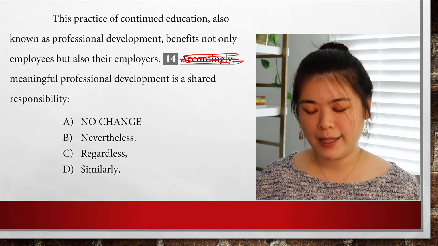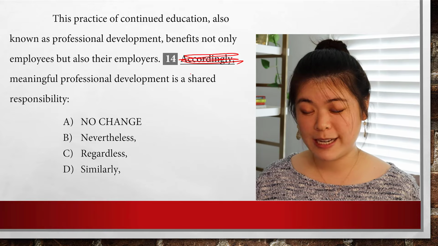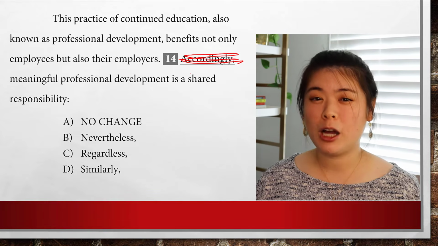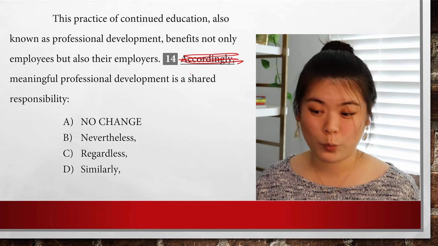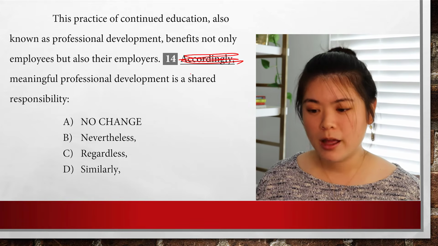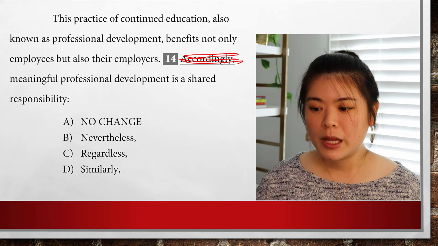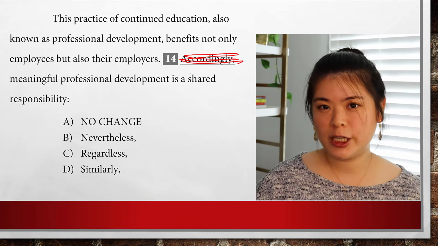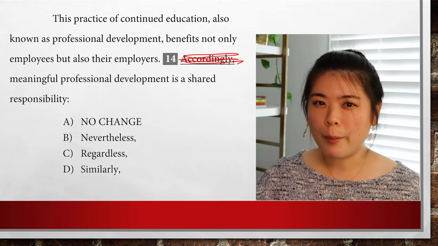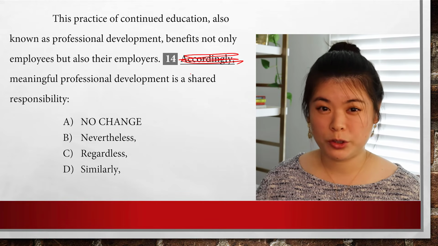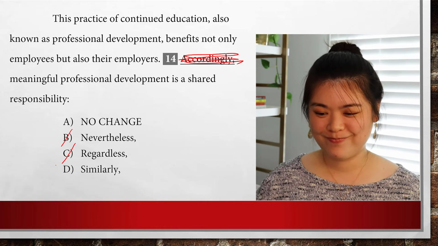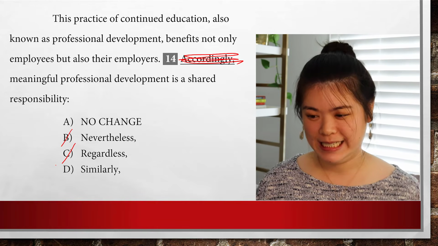If we really think about it, hopefully you can see here as well, it's not going to be contrasting. I really like to eliminate contrasting first because it's the most straightforward one. Why is it not contrasting? Basically, what we're saying here is continued education benefits both parties. It is a shared responsibility. There is no opposition in those two ideas, so it's not going to be contrasting. In this case, B and C are out. Okay, now we're left with A and D.